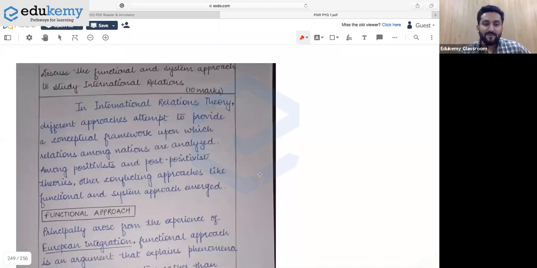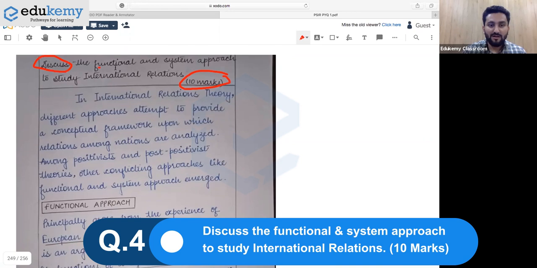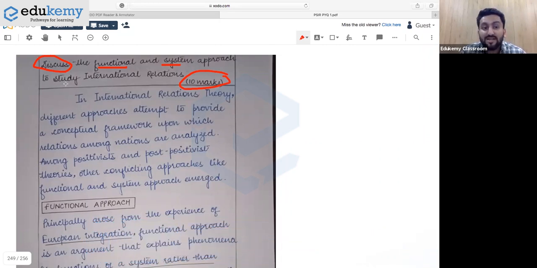Now, next question. Discuss the functional and system approach to study international relations. Again, a 10 marker. So take a look at the question directive, which is discuss the functional and system approach to study international relations. So it is very much clear that in the body part, we have to use two subheadings, majorly system approach and functional approach, and we need to expand on that. Since the word is discuss, we need to use scholars, we need to use some ideas, we need to use its application. So all the three components should be included in both the subheadings.